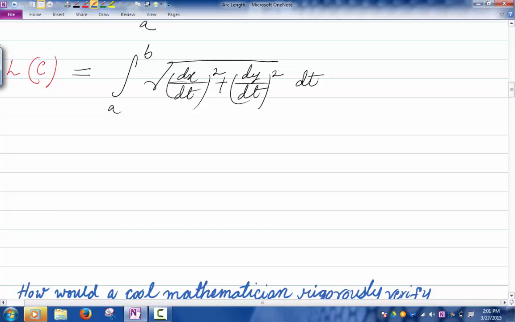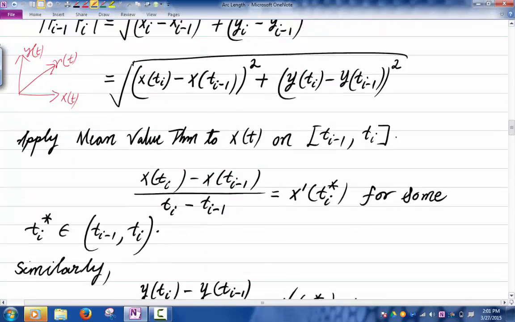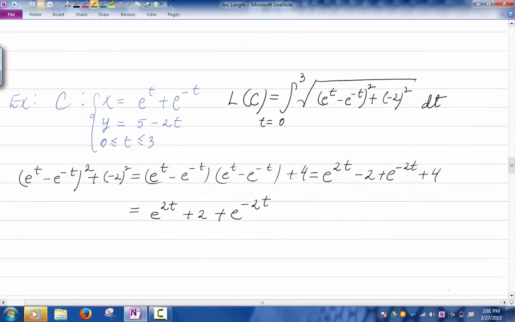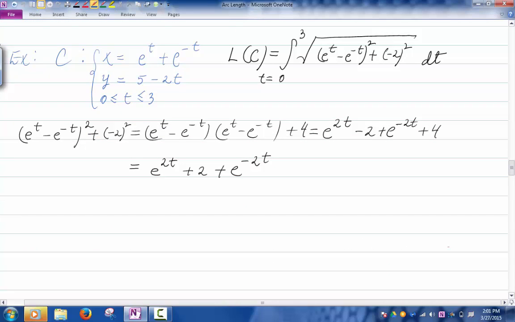this formula here. It's the integral from a to b of the root of (dx/dt) squared plus (dy/dt) squared dt. So basically you take the derivatives of the component functions of the curve with respect to the parameter t, you square them, you add them, and you take the square root, and then you integrate it from a to b. So the first thing I want to do is go over an example that I didn't complete last time.